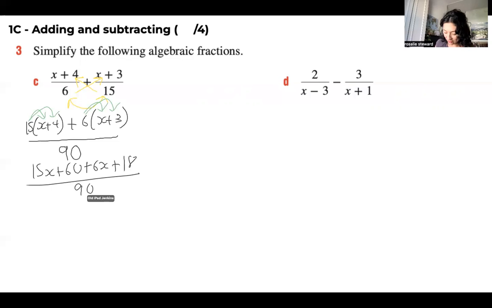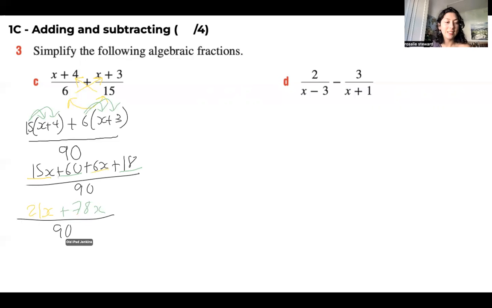Now you're going to add your like terms. So what can I add? That 15x and that 6x, they can add. That's nice, that's 21x. That 60 plus the 18, that is 78. Woohoo. And then on the bottom, you just have your 90.